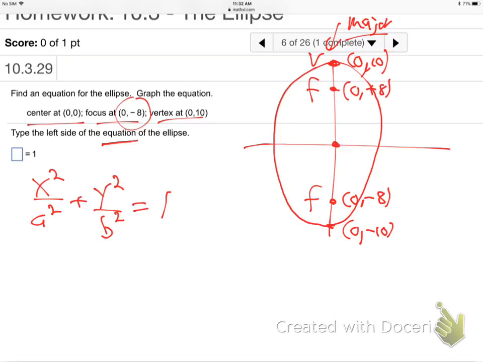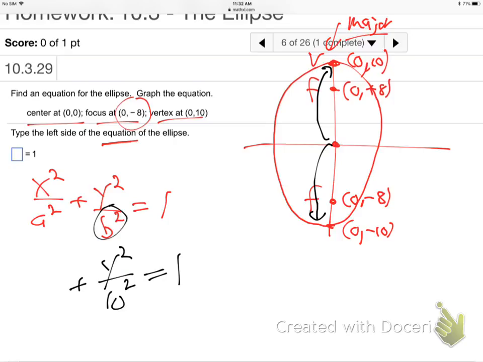But you just think, hey, look, I know how far up. I know it's up 10 to the edge and down negative 10. Up, down is underneath y. So it's y squared over 10 squared, 100 in other words, right? Just make that 100 or leave it 10 squared, doesn't matter at all. Either way is good. Now we have to find the a squared, or whatever's underneath x.